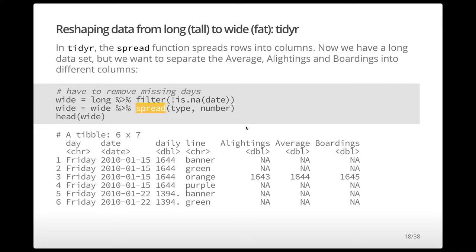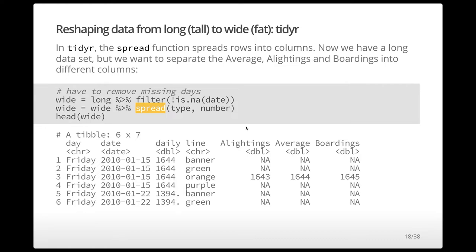So now, this column means people getting off. This means the average of the two. This means people getting on. Right? So they mean the same thing. So we've now spread something that was long before, now to wide. Okay? So again, gather and spread do kind of reciprocal operations.